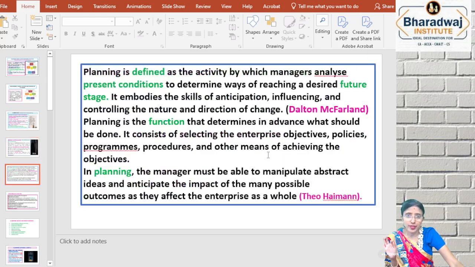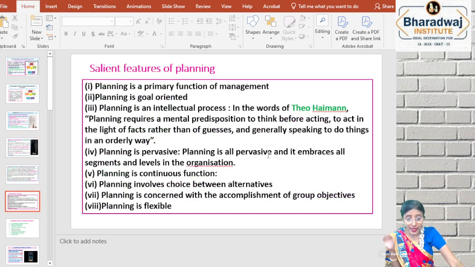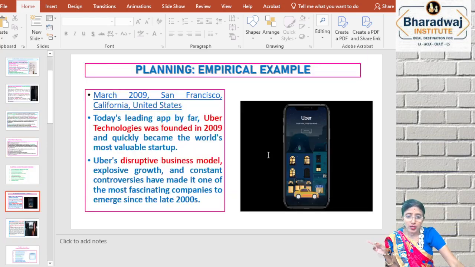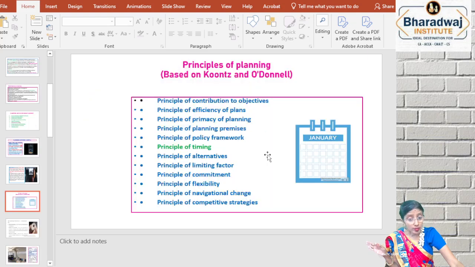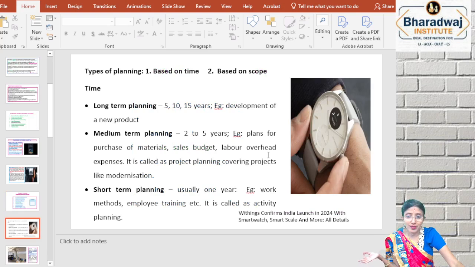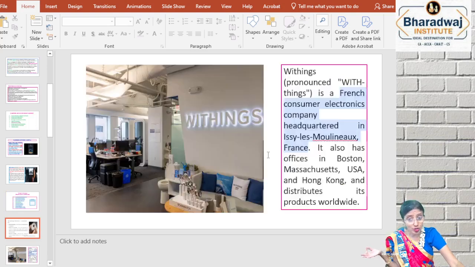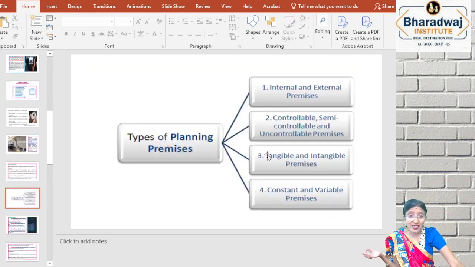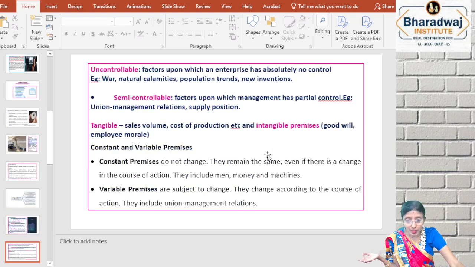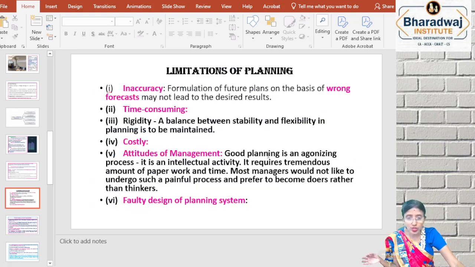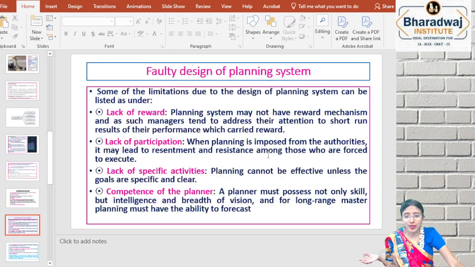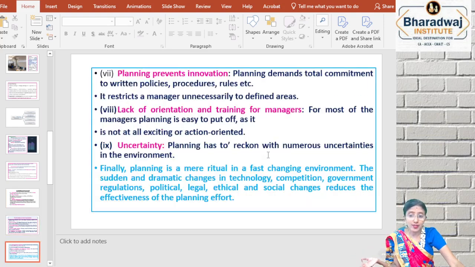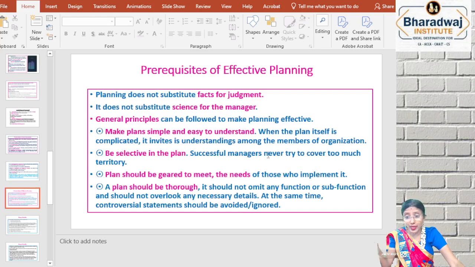Step by step we went, highlighting the names, highlighting the important points, empirical examples, and listing out the principles of planning. See how elaborately we covered types of planning, examples, scope of planning, types of planning premises, what the planning premises are, subdivisions of it, again limitations of planning, faulty design of planning system. You know, when you do prerequisites of effective planning, that's what we discussed.